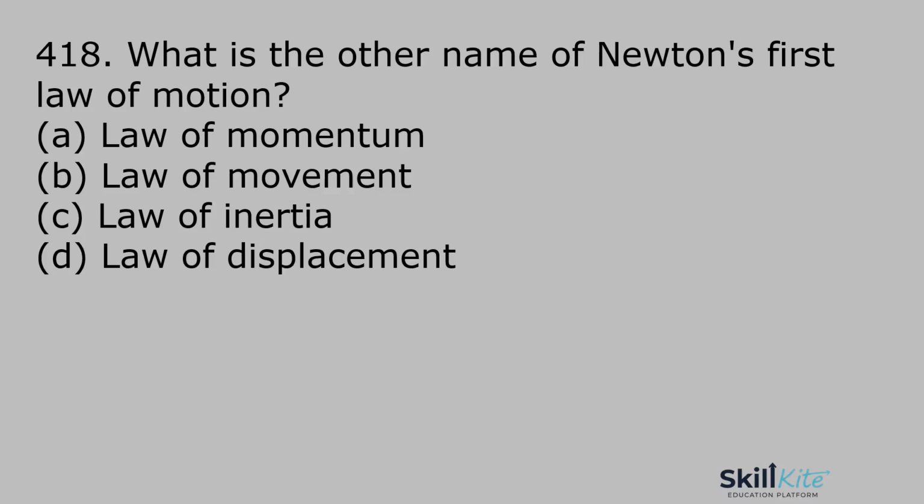What is the other name of Newton's first law of motion? We discussed that, that is the law of inertia. It states that a body at rest or in motion continues to be in such a state until and unless an external force is applied on it.